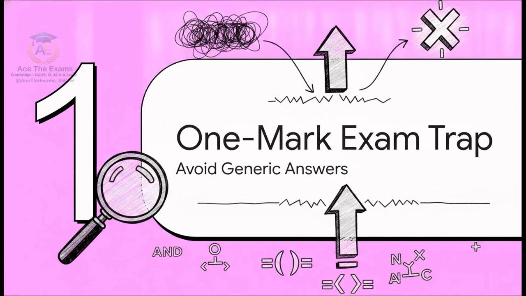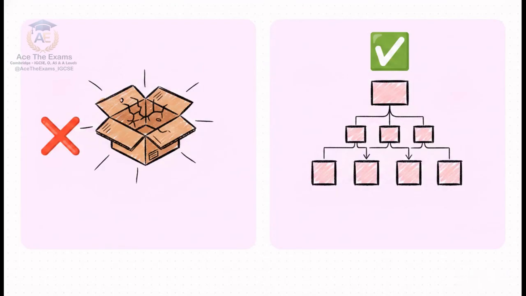Okay, Section 1, the one-mark exam trap. So let's investigate why standard, casual revision completely fails against the examiner's trap. It really all starts with the terminology you use. The difference between a generic answer and a top-band answer is incredibly slim, but it literally represents the gap between an average grade and an exceptional one.